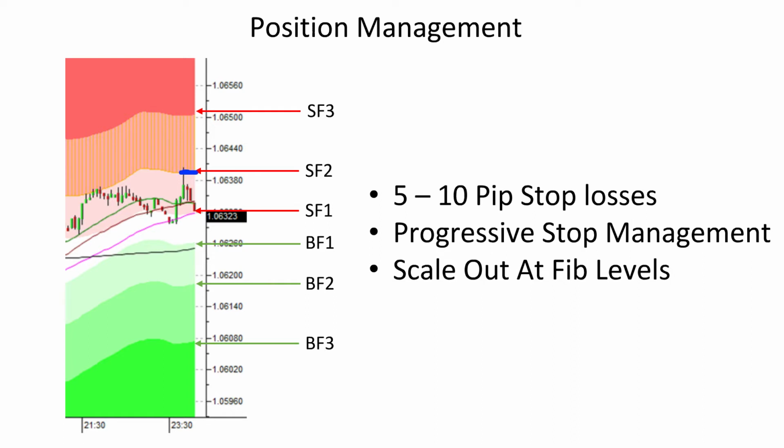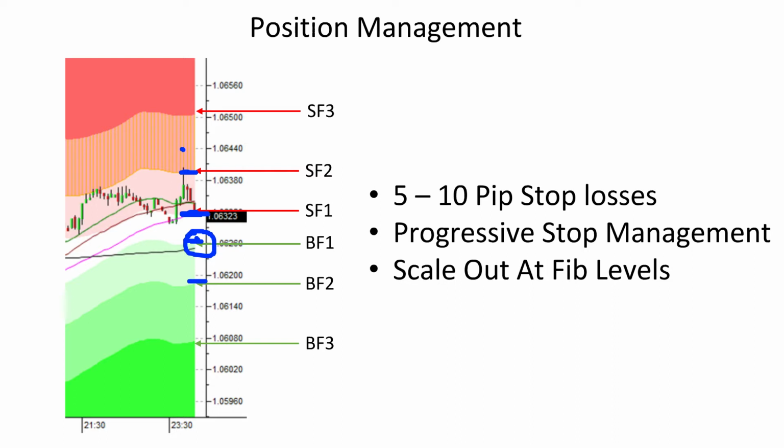As far as scaling out goes, if my entry is right here, and I've got let's say a 5 pip stop, I'm going to look for at least 10 points profit, if not a little bit more. But I know that if I hit this level right here, this could become support. So this would be an area where I may want to take off half of my position. Or if for some reason I'm holding for a level down here at 20, then I would definitely take some profit on this first level.